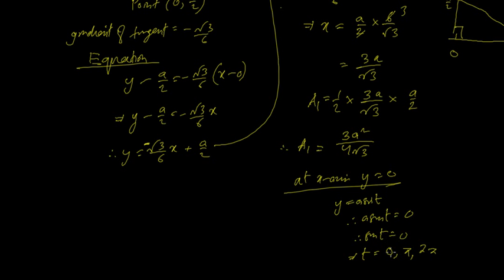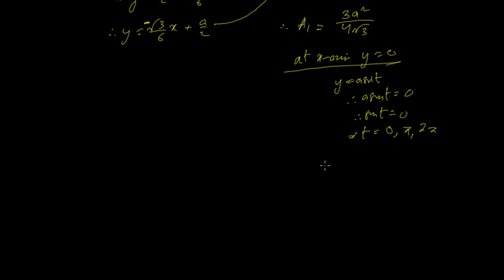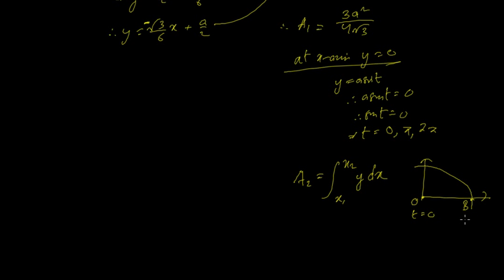So we need only 2, so 0 to pi. The limit of this integration is going to be 0 to pi. So we can write area 2 equals the integral from x1 to x2 of y dx. This is the area we're looking for. This is O, this is B. At O, t equals 0, at B, t equals pi. Remember, we need the first two only.